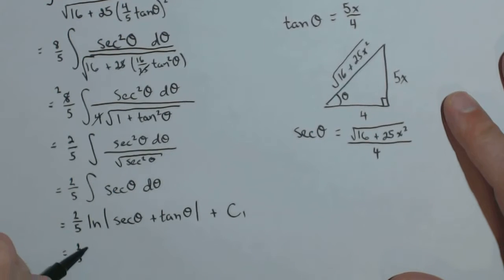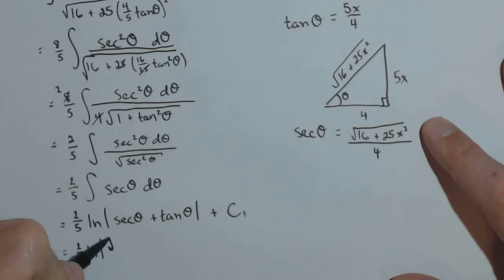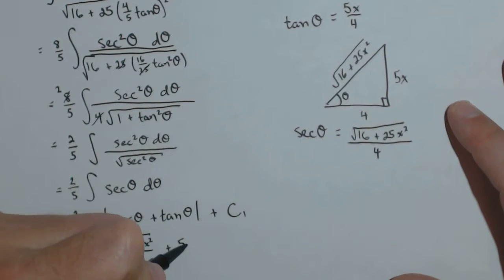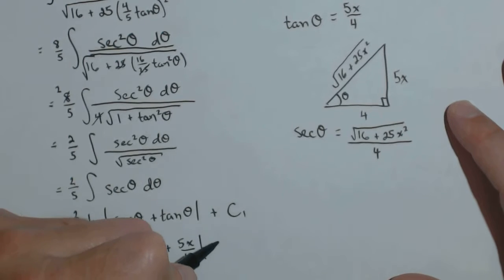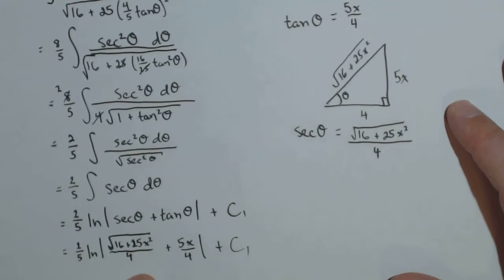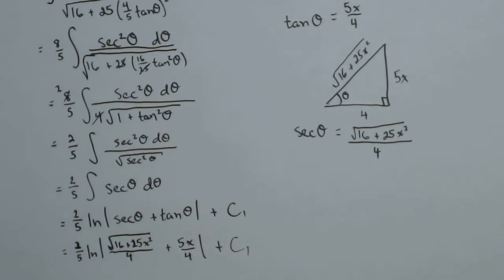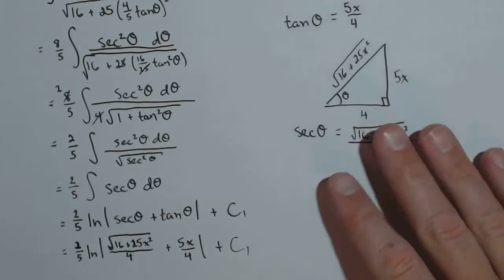So we have 2/5 natural log of secant theta, which is square root of 16 plus 25x squared over 4, plus 5x over 4 plus c1. Now, I think this is fine for a complete answer. It's a nice antiderivative, but it may not match with what you see in your integral tables. So we're going to do a little bit more work on this one, just to get it in the form that an integral table would have it.